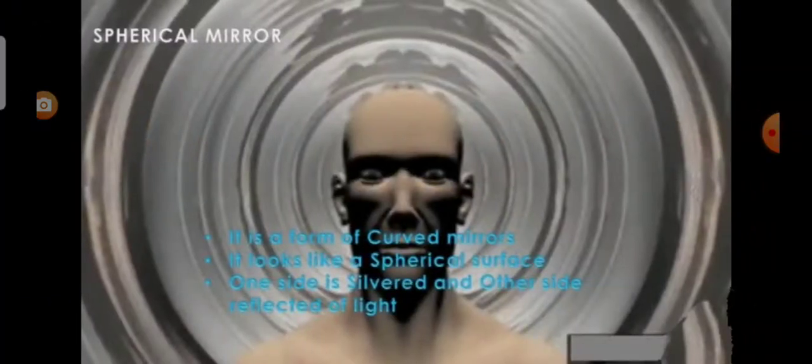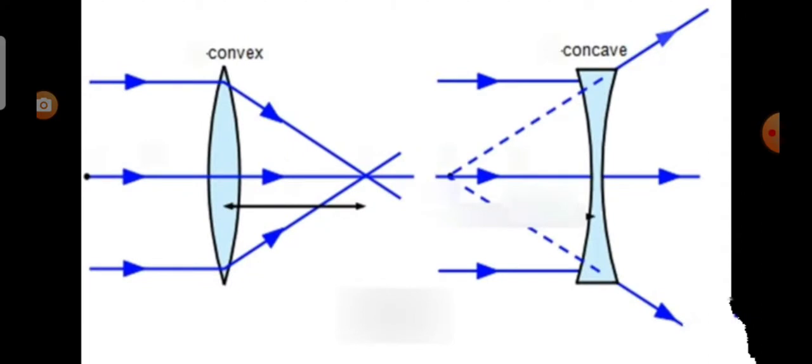Now we see the first type, spherical mirrors. A spherical mirror is a form of curved mirror. It looks like a spherical surface. One side of the spherical mirror is silvered and the other side reflects the light. There are two types: concave mirror and convex mirror. First one is convex mirror.